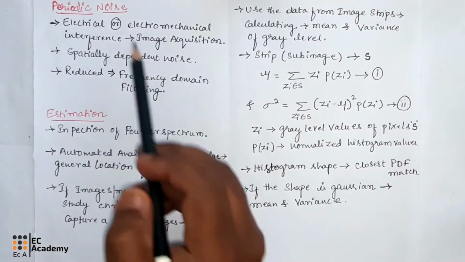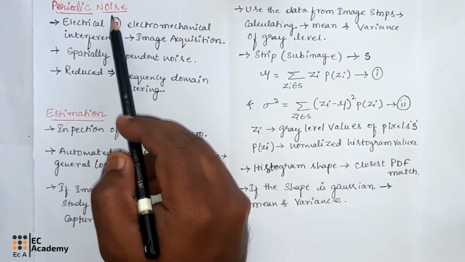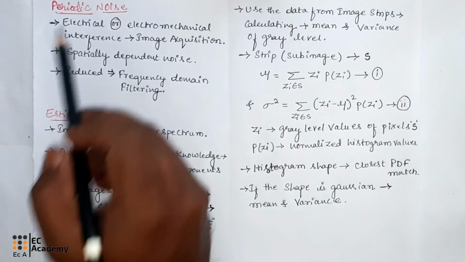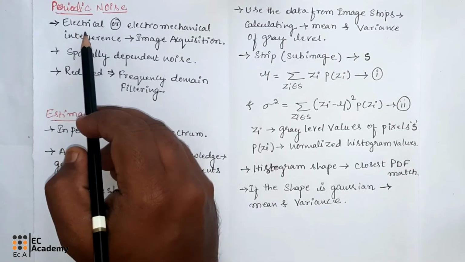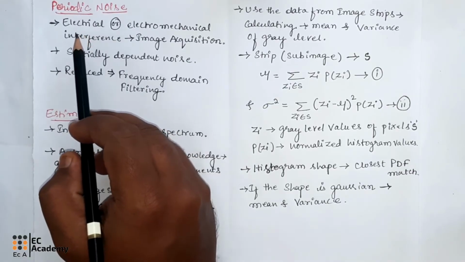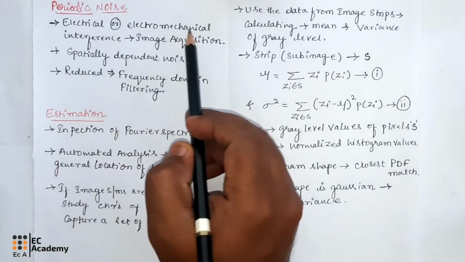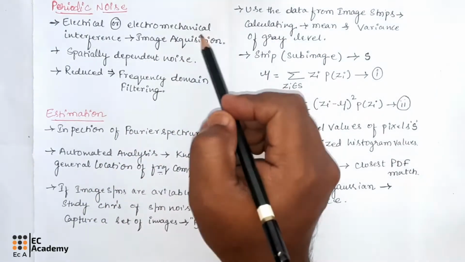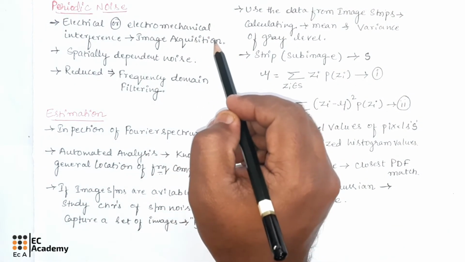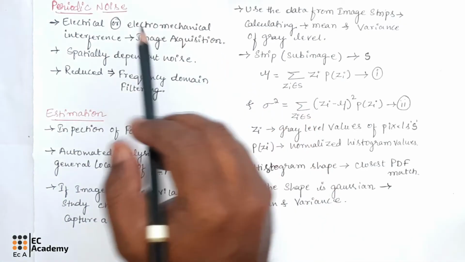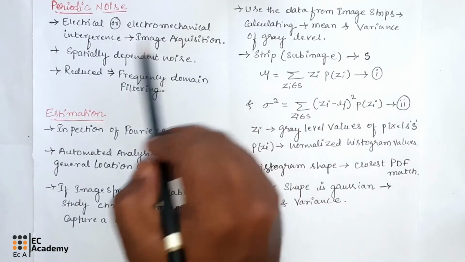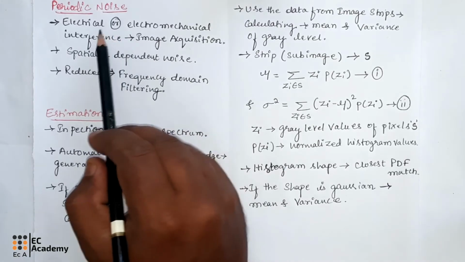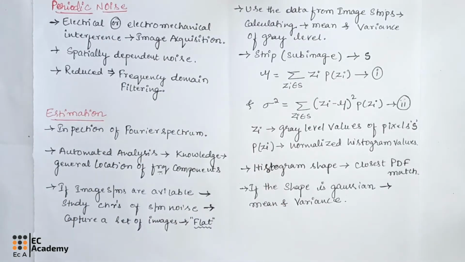In this lecture, let us understand periodic noise in an image. The periodic noise in an image arises typically from electrical or electromechanical interference during image acquisition. So, when we are trying to capture or acquire an image, due to electrical or electromechanical interference, the periodic noise will be added into the image.